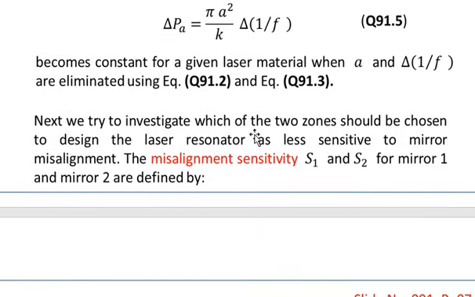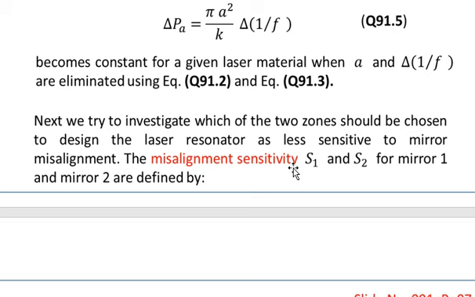Next, we try to investigate which of the two zones should be chosen to design the laser resonator to be less sensitive to mirror misalignment. So now we are going to discuss the mirror misalignment, and how we can make this parameter less sensitive, because this is the requirement of our designed resonator: that we should design it in such a way that the resonator becomes less sensitive to mirror misalignment.